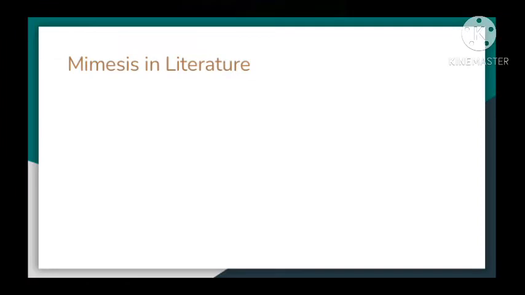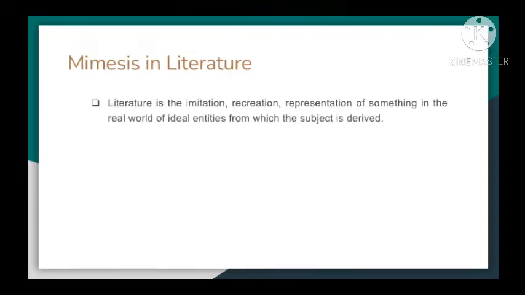Now, what is mimesis in terms of literature? Accordingly, literature is the imitation, recreation, representation of something in the real world of ideal entities from which the subject is derived. So later on, we are going to have a discussion about some literary works that show or value mimesis.